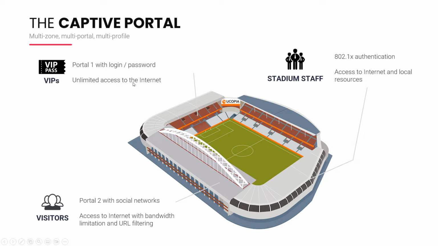Here you see an example of a captive portal where you have three different types of user groups: VIPs, visitors, and staff. Each of these user groups can be configured with different access rights to the internet, different bandwidth limitations, and of course, different access to the URL filtering. And most importantly, each of these user groups can have different captive portals, different visual models.